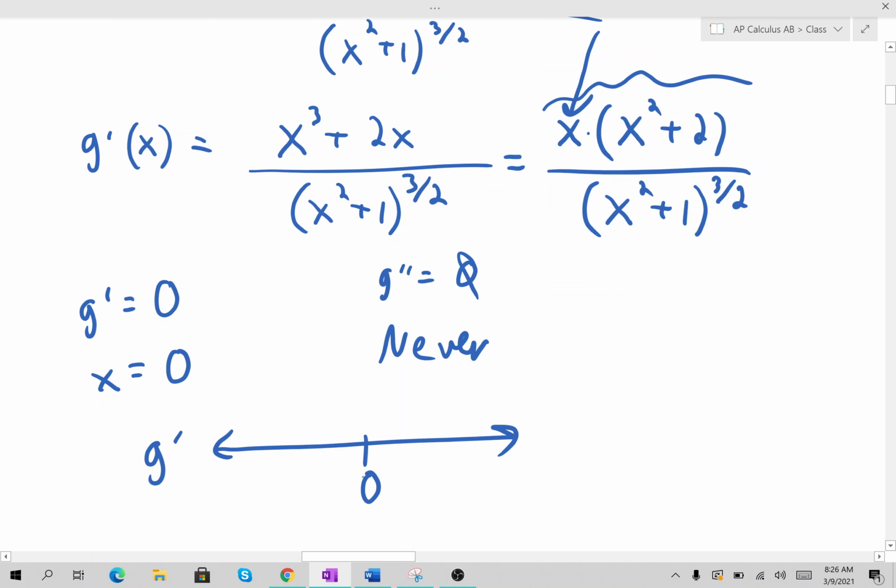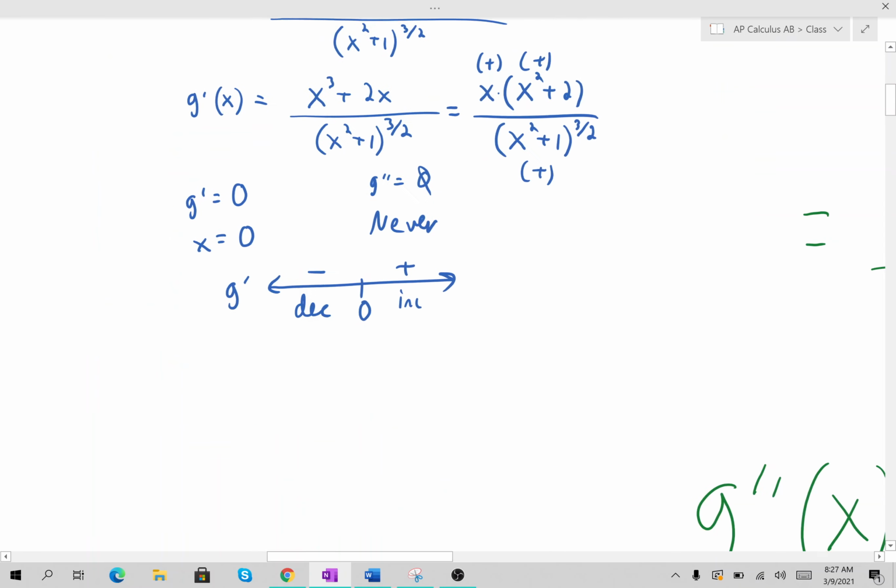And if you plug a number into that, like -1, you get negative here, x is negative, -1 plus 2 is a positive, and then this thing over here is a positive. So a negative times a positive over positive, that's negative, and that means on this number line we're decreasing. If you plug in something bigger than 0, you're going to get a positive, because these are all positives. And that means we are increasing.